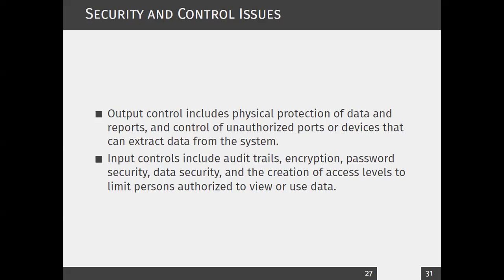Okay, the next thing you have to think about is security and control issues. The output control includes the physical protection of the data and reports, and control of unauthorized hosts or devices that can extract data from your system. So you can also have audit trails, encryption, password security, data security, and creation of access limits.